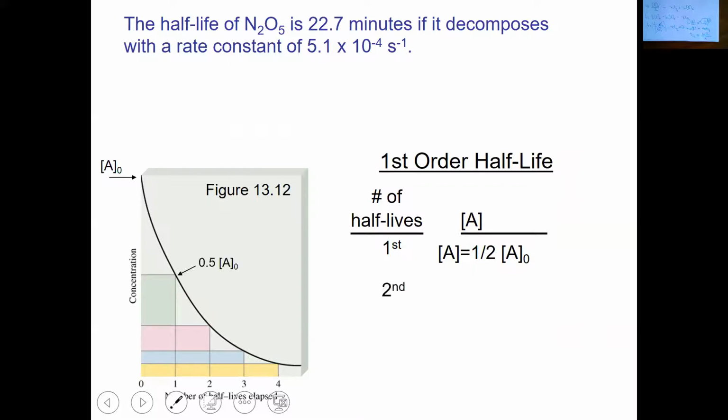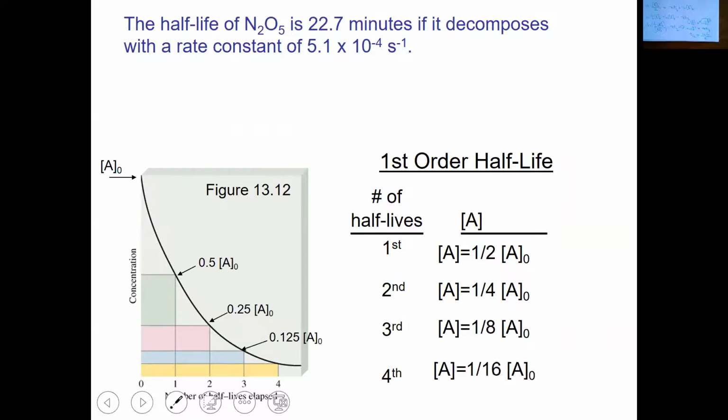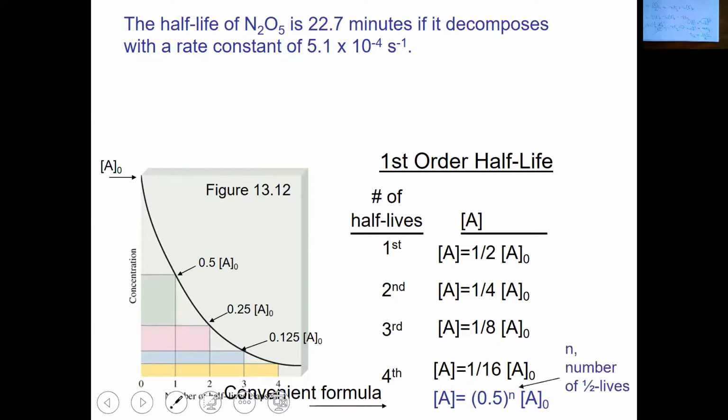After the second half-life has passed, you have 1/4 your initial. And the third, you have 1/8. And the fourth, you have 1/16. The convenient formula says that 1/2 raised to the n power, where n equals the number of half-lives, times the initial concentration tells you the concentration after n number of half-lives have passed.